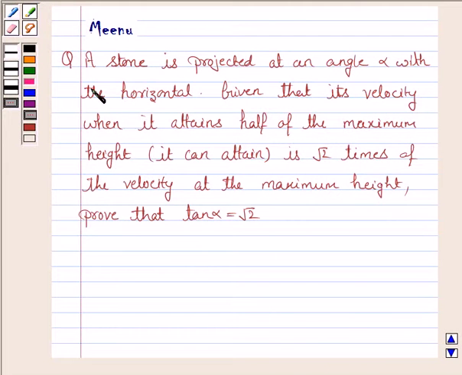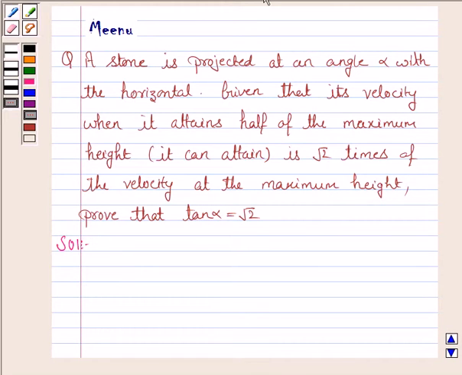Let's work out the following problem. It says a stone is projected at an angle alpha with the horizontal. Given that its velocity when it attains half of the maximum height it can attain is √2 times the velocity at the maximum height, prove that tan alpha is equal to √2. So let's now move on to the solution.